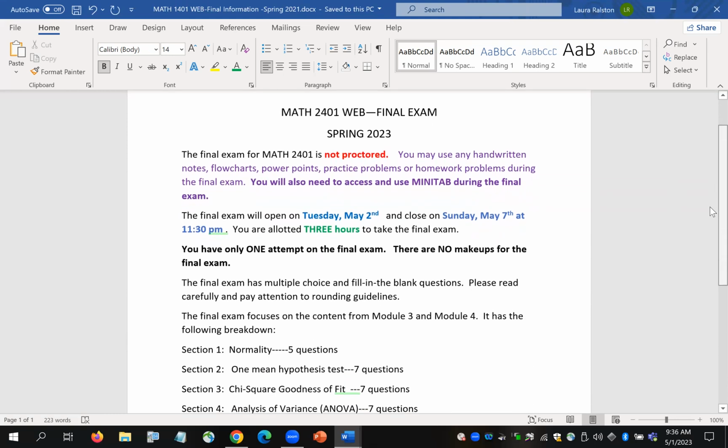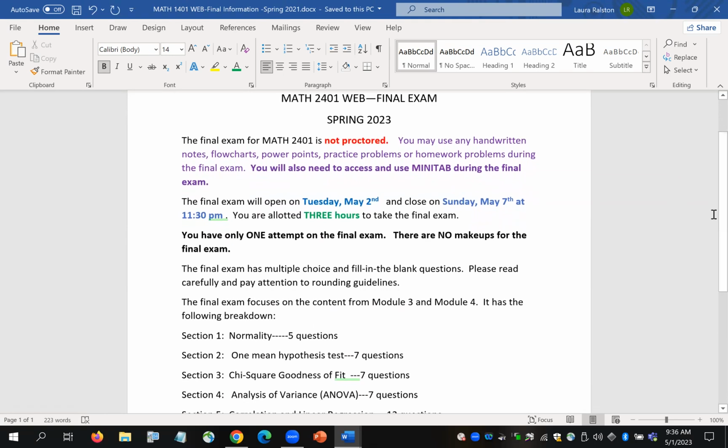But your final exam for, it should be stat. We changed that, so let me change this to stat. For Stat 2401, it is not proctored, so you don't have to use any kind of special program or anything like that. You can use any of your handwritten notes, the flow charts, the PowerPoints, practice problems, or homework problems during the final exam. You will need to access and use Minitab during the final exam.